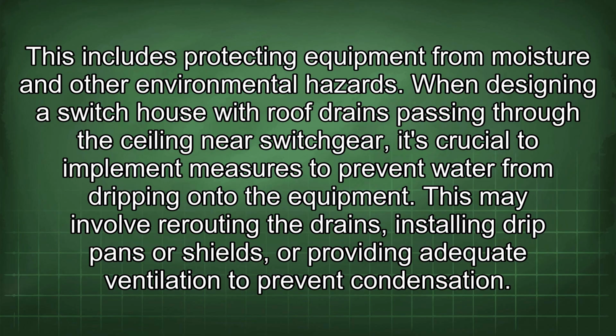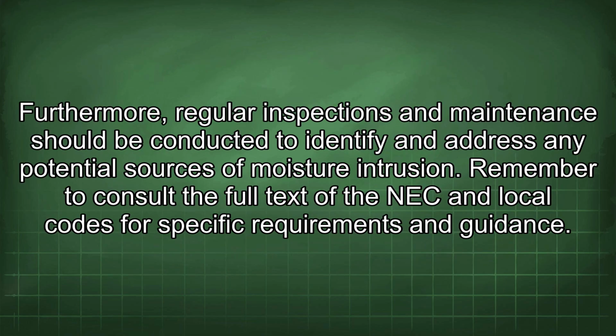When designing a switch house with roof drains passing through the ceiling near switchgear, it's crucial to implement measures to prevent water from dripping onto the equipment. This may involve rerouting the drains, installing drip pans or shields, or providing adequate ventilation to prevent condensation. Furthermore, regular inspections and maintenance should be conducted to identify and address any potential sources of moisture intrusion. Remember to consult the full text of the NEC and local codes for specific requirements and guidance.